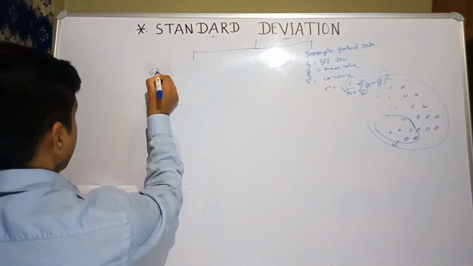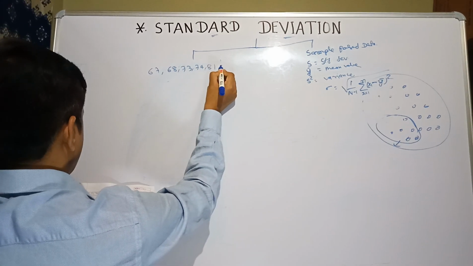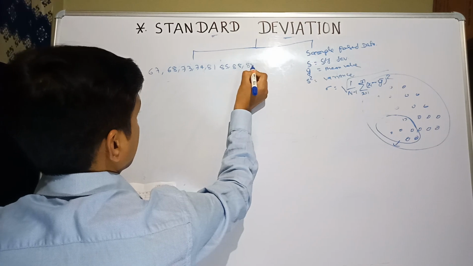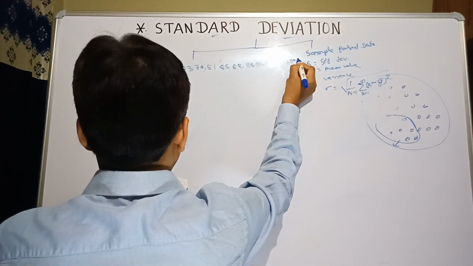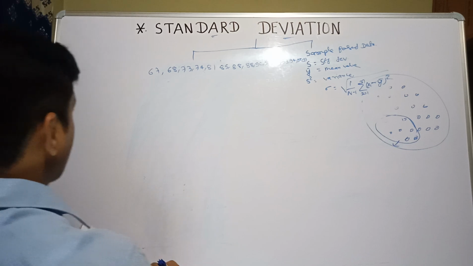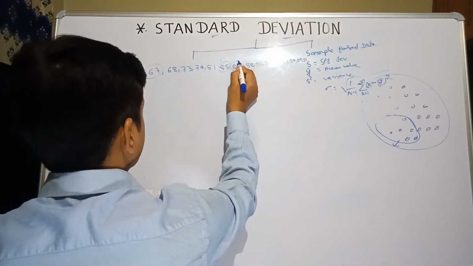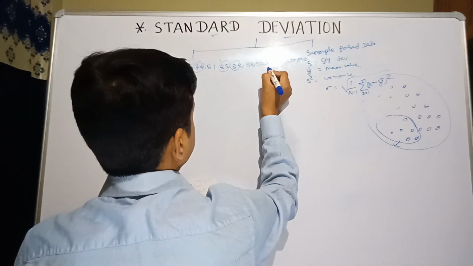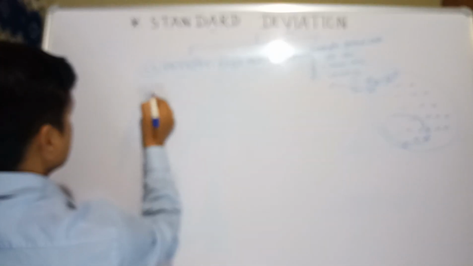we have already seen the marks 67, 68, 73, 74, 81, 85, 88, 88, 90, 90, 90, 93, 94, 98, and 99. Total 15. We have to select 5 student marks. So I have just selected 67, second student marks 85, third is 88 and 74, and last I selected 90. So 5 students selected out of 15 students, and we have to find the standard deviation on sample based data.